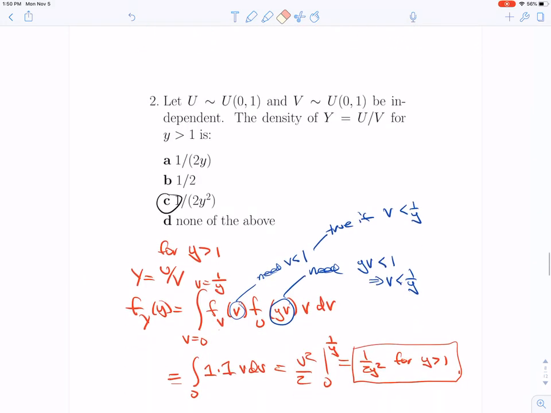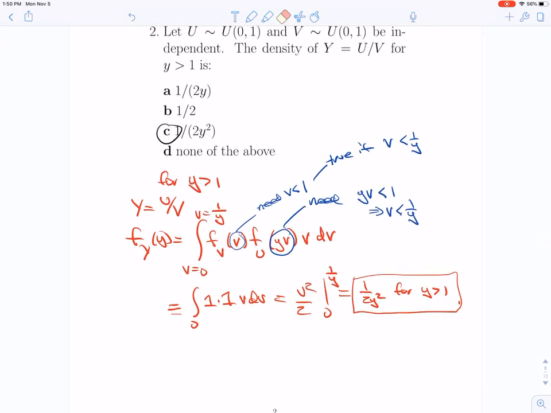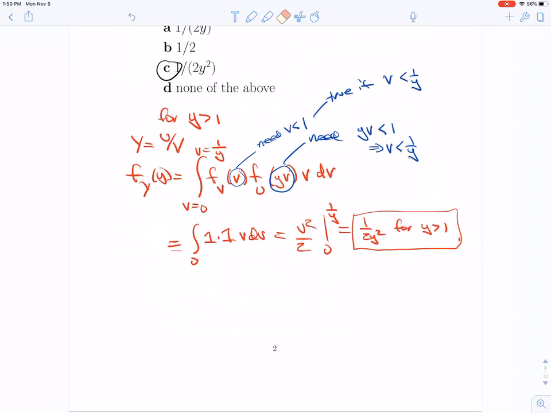The follow-up problem, we had y greater than 1, and hence I need yv to be less than 1, because that's where my density for u is non-zero. In other words, v has to be less than 1 over y, and that's achieved when y is greater than 1. So I'm integrating from v equals 0 to v equals 1 over y, and you carry out the integral and you get 1 over 2y squared for y greater than 1.